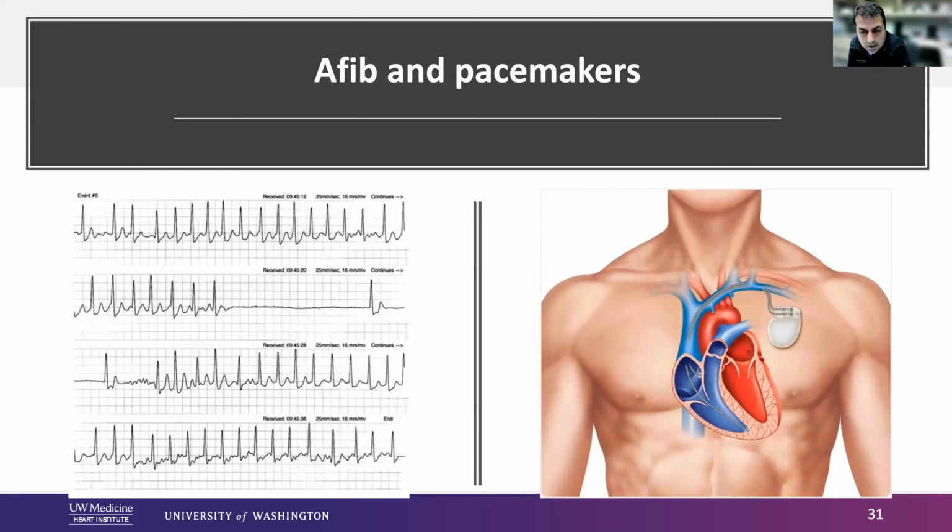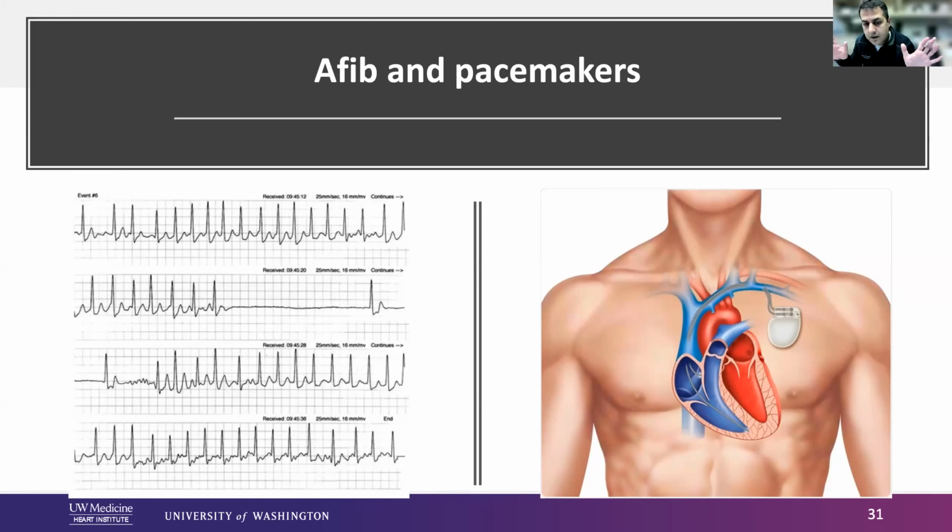So the AV node is the relay point between the upper chambers where it's fibrillating and the bottom chambers that do the squeezing. And if we interrupt that connection with ablation, then those upper chambers will continue to fibrillate as much as they want, but the bottom chambers will not race anymore. In fact, quite the opposite. Once we sever that connection, once we ablate that relay point, then the bottom chambers will actually go very slow. And this is why a pacemaker is needed, to support the heart rate and bring it up to normal range again.